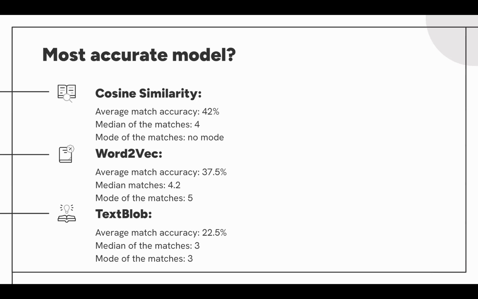And TextBlob has an average match of 22.5%. Median of the matches is 3%, and the mode of the match is 3%. So we can see from this, although cosine similarity has the most accuracy, averages are affected by outliers, and sad and melodramatic had a really high match over genres in general. Given a random genre, Word2Vec would actually be more accurate because it also sees the context between the texts within a given window, because of the 4.2 median and mode of 5 matches.